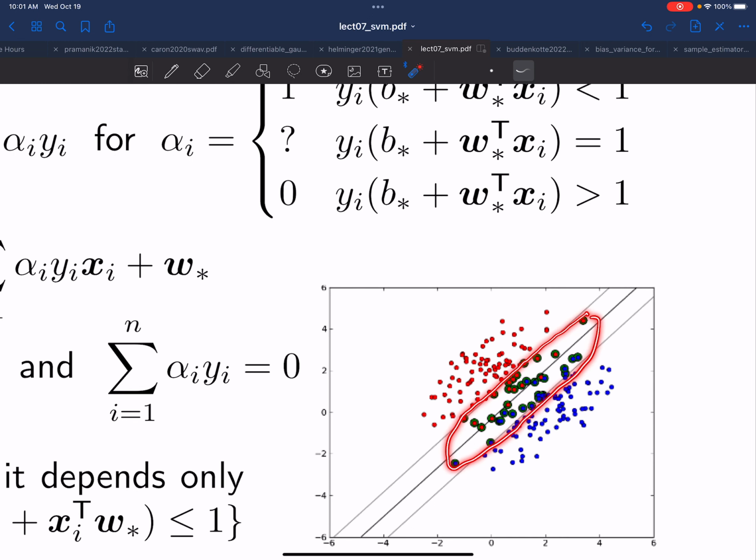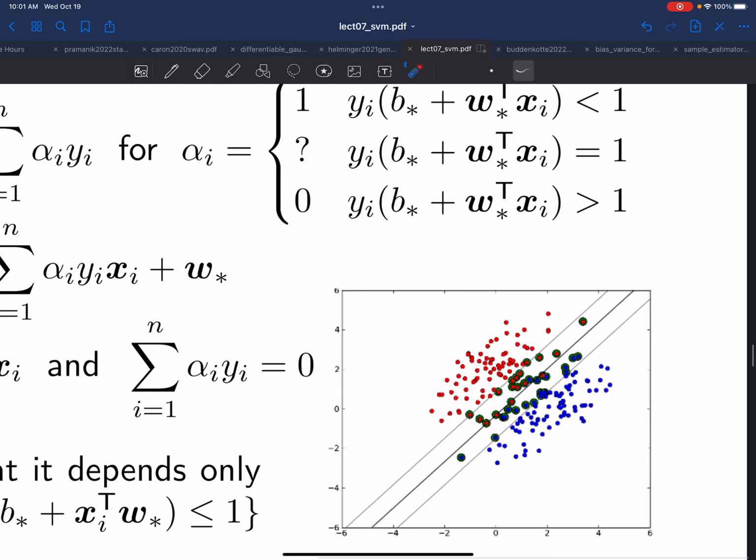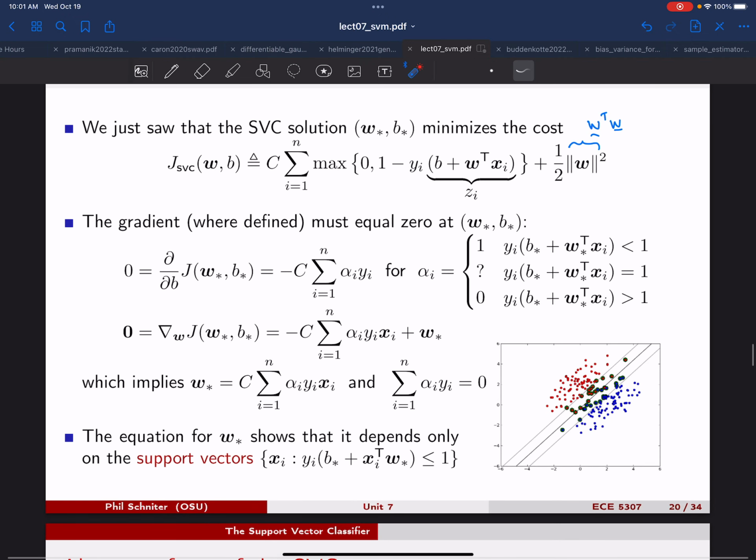So those are the ones that are either, if we're talking about the red points, on the edge of the street, or in the street, or if there was a red point all the way on the wrong side of the street, that would also be a support vector. And for the blue ones, we're talking about the ones that are on the edge of the street, in the street, or if there was a blue one on the wrong side of the boundary, that would also be a support vector.